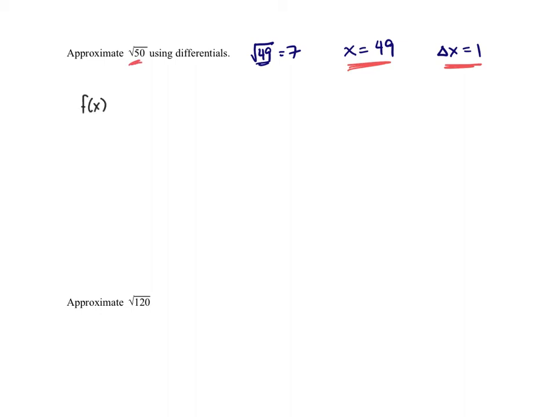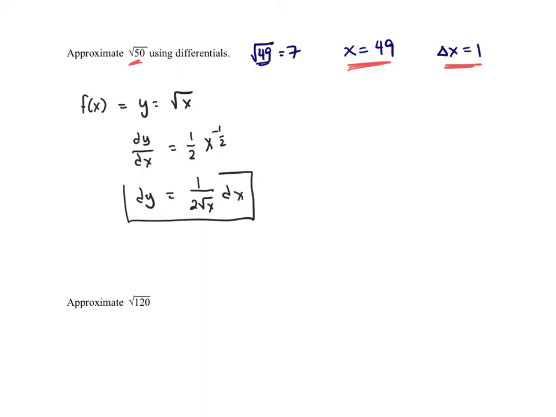Well, if I say f of x or y is equal to the square root of x function, because this is all talking about the square root of x, when I take the derivative, this is x to the 1/2 power, so this is going to be half times x to the minus half. So dy is going to be 1 over 2 square root of x, if I drop that x to the bottom, dx. So it's really just taking the derivative and then multiplying your dx to the other side.